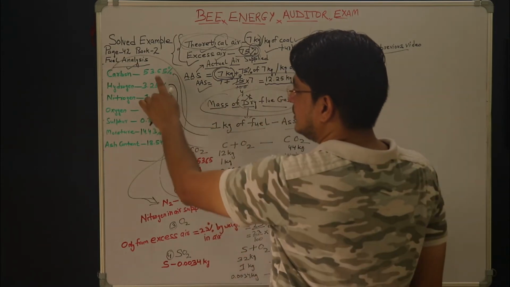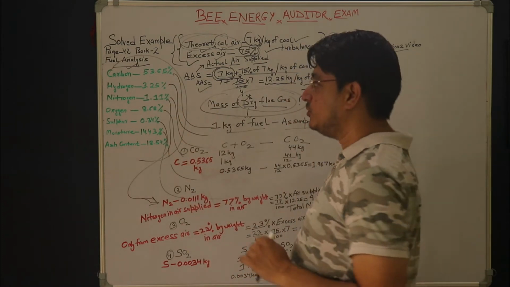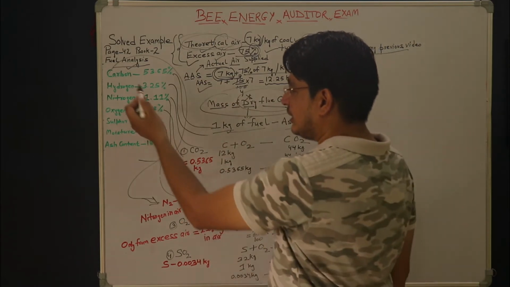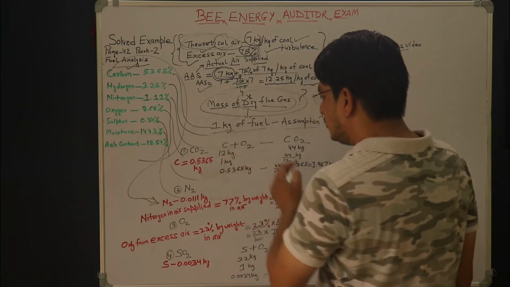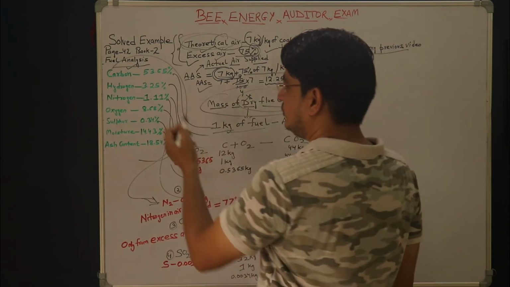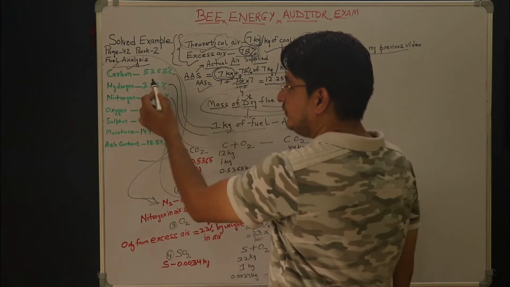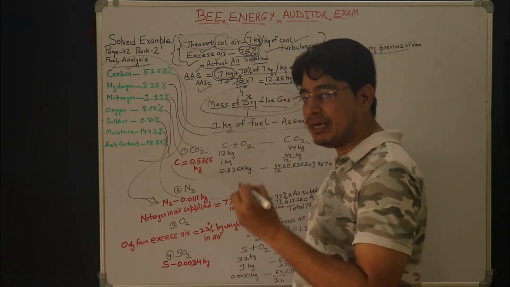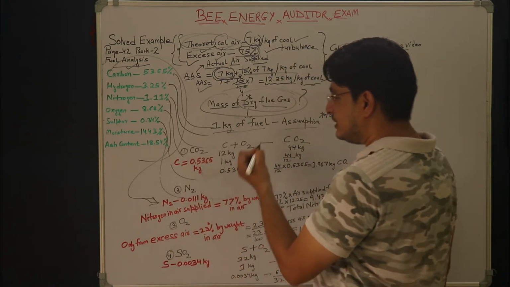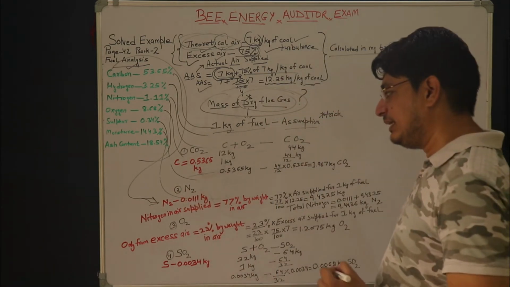This means that in 100 kg of fuel, you are having 53.65 kg of carbon. So I have considered 1 kg of fuel. Accordingly, I can calculate the carbon which will be present in 1 kg of fuel. Very easily you can see, if 100 kg of fuel contains 53.65 kg of carbon, then in 1 kg of fuel you will have 53.65 kg divided by 100. It is a simple unitary method. So the amount of carbon present in 1 kg of fuel will be 0.5365 kg.